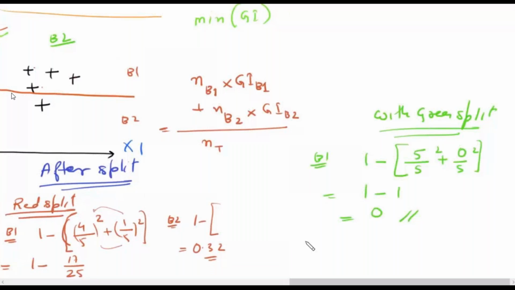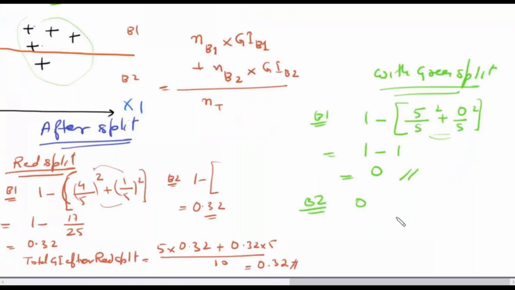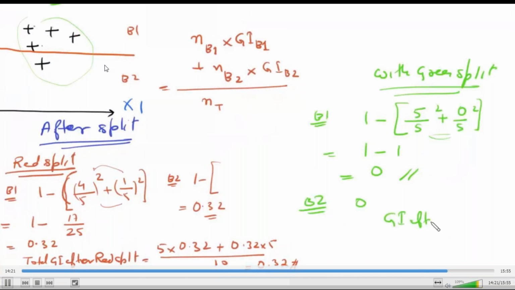Similarly, if you calculate for bucket 2, again bucket 2 has only plus points. So again this will interchange and I will get another 0. So the weighted average of 0 and 0 is again 0. So the Gini index after the green split is 0.